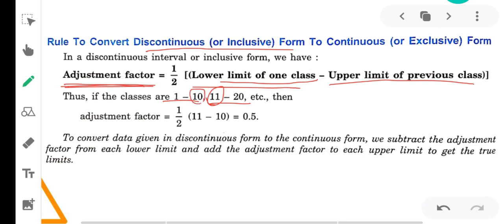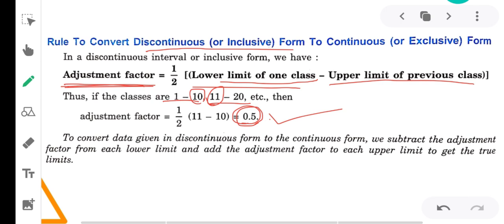So 11 minus 10 divided by 2. Lower limit of one class minus upper limit of previous class, divided by 2. So 11 minus 10 by 2, that is 1 by 2, equal to 0.5. So this is the adjustment factor. Now you need to subtract this adjustment factor from the lower limit of the class, then add this adjustment factor to the upper limit of the class.